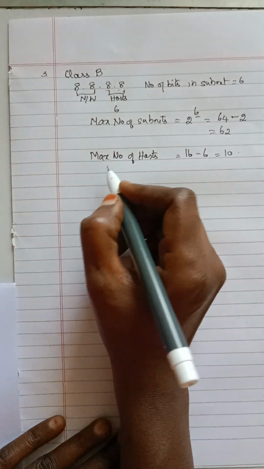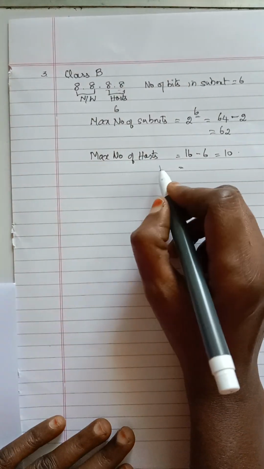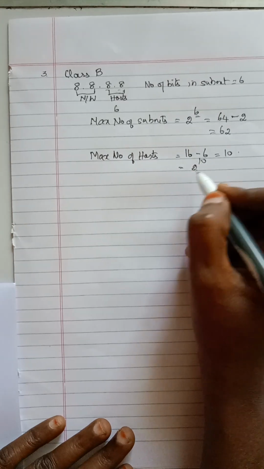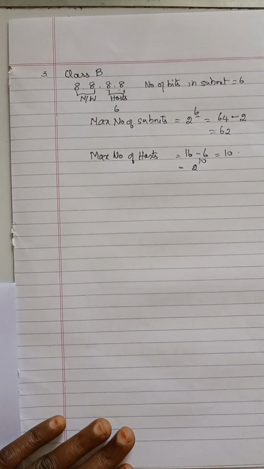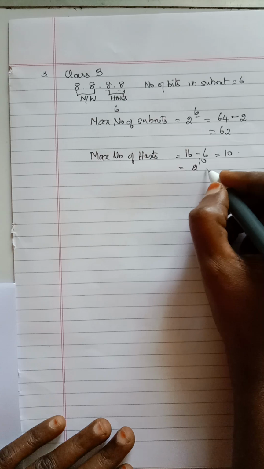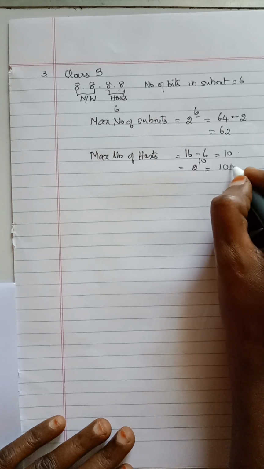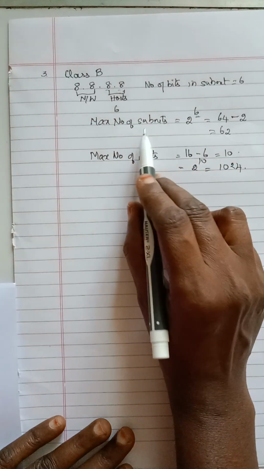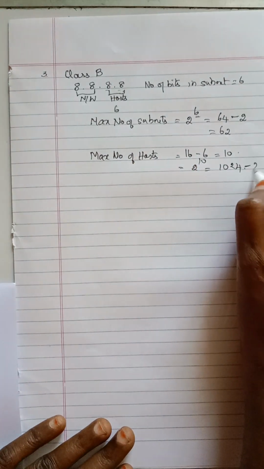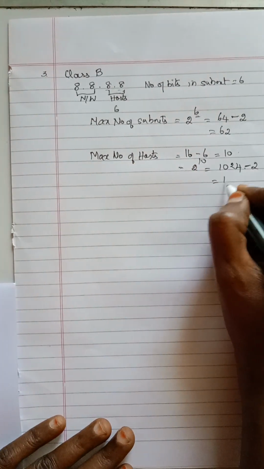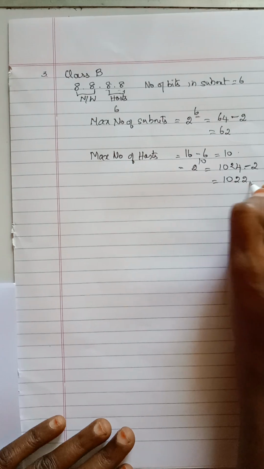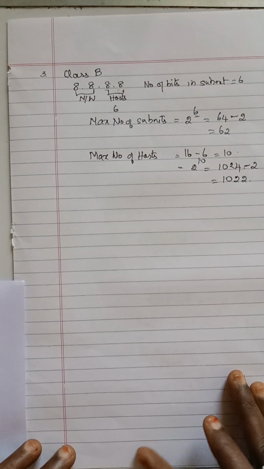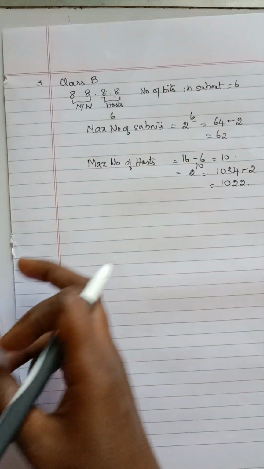Then what will be the number of addresses, or what will be the number of hosts? So it will be 2 power 10. So the number of hosts will be 2 power 10, which is 1024. So here too we have to subtract 2 because of the network ID and broadcast ID. So 1024 minus 2, which is 1022. So this is the maximum number of subnets and maximum number of hosts. Okay, next problem.